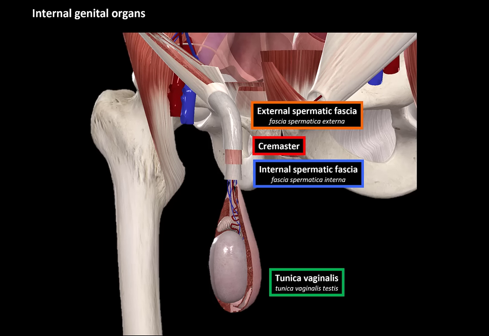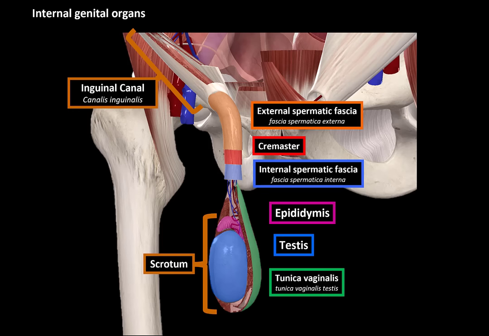So here we see the external spermatic fascia, cremaster muscle, internal spermatic fascia, and down here we can see the tunica vaginalis. We can also see the testes and the epididymis. Alright, so up here we can see the inguinal canal, and down here we can see the scrotum, right? Between the inguinal canal and the scrotum, we can see the spermatic cord. So the spermatic cord is a tough, rope-like structure that goes from the scrotum to the inguinal canal.